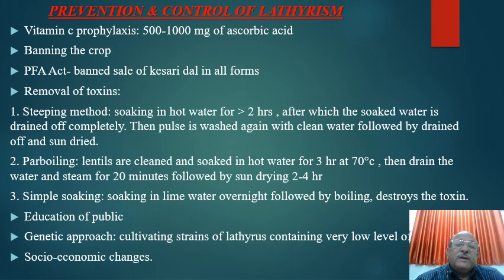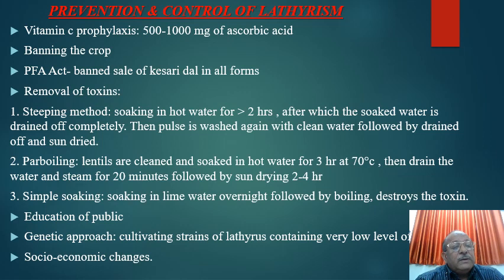What are the prevention and control measures of lathyrism? Vitamin C prophylaxis is preferred, in the form of 500 to 1000 mg of ascorbic acid daily. Banning the crop: the PFA Act banned the sale of Kesari dal in all forms. Removal of toxin.